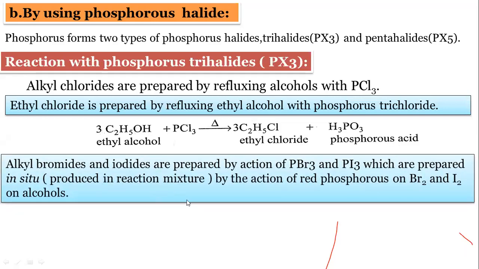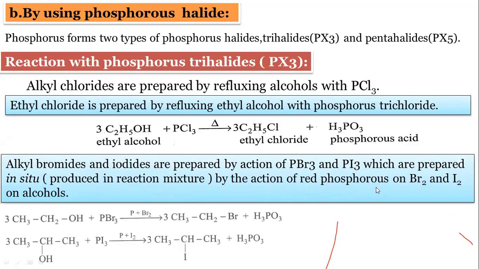Alkyl bromides and iodides are the same, because these are unstable. We have to prepare them in situ by the reaction of PBr3 and PI3. See, these examples are given here.